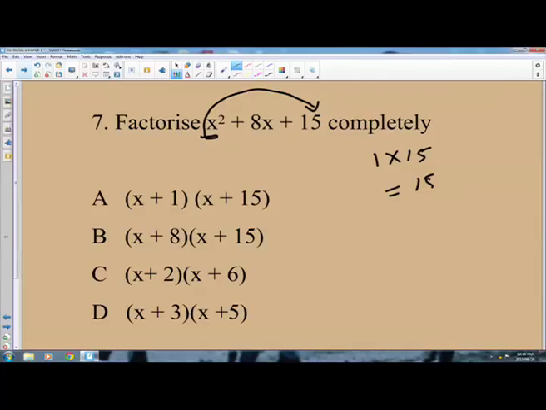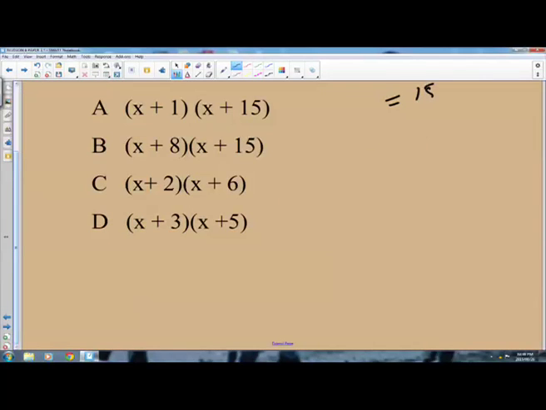And then you look for the factors of 15, such that when you multiply them, they will give you 15, but when you add them, they give you 8. Let us stop here and go for a short break. When we come back, we'll factorize this question.